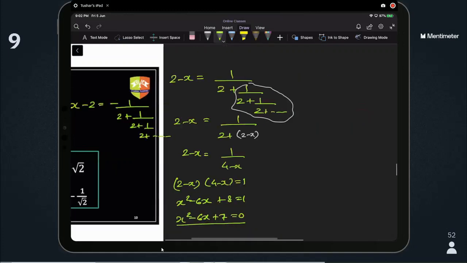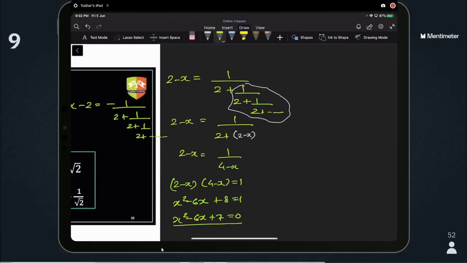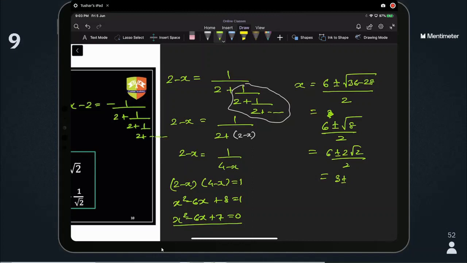And from here directly, x is equal to, if you solve, minus b, that is 6, plus minus under root b square, that is 36, minus 4ac, that is 28, divided by 2, right? So let me write 6 plus minus under root 8 by 2. This is 6 plus minus 2 root 2 by 2, which is 3 plus minus root 2. But it will not be 3 plus root 2, because 3 plus root 2 will take it beyond 4.